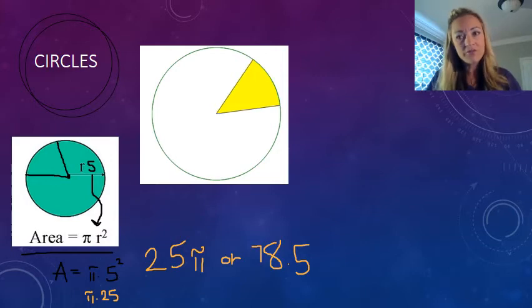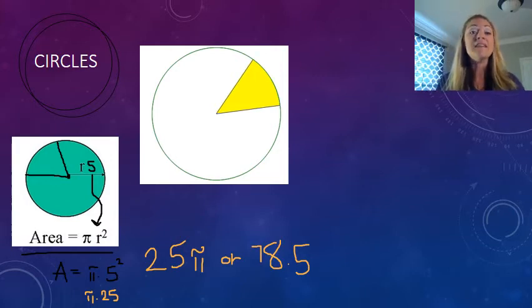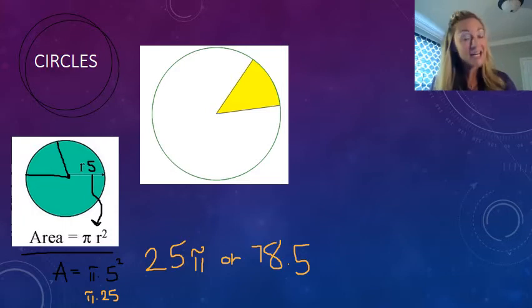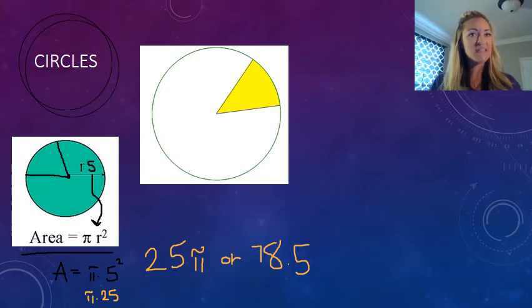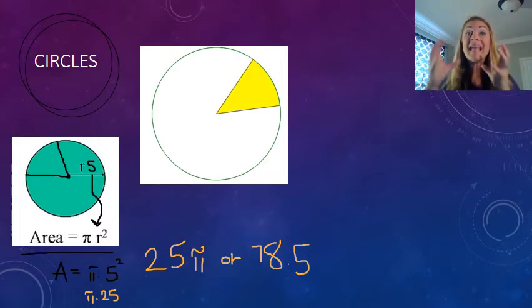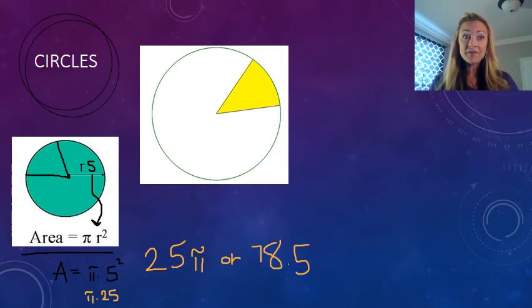It's probably just refreshing your memory at this point, but what I really want to help you do today is find the area of a sector. A sector is a piece of a circle. It's like a piece of a pie. So here's what we're going to do. In order to find the area or the space of that yellow portion right there, first you have to find the area of the whole thing.